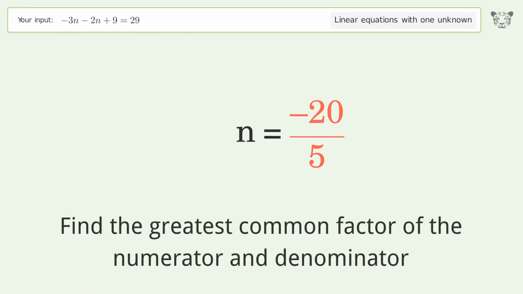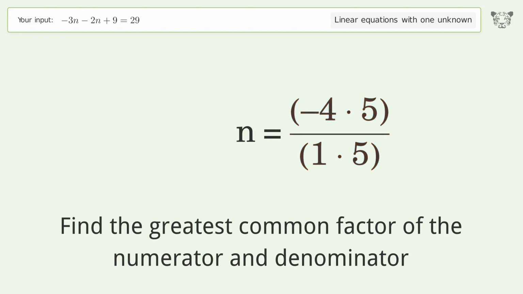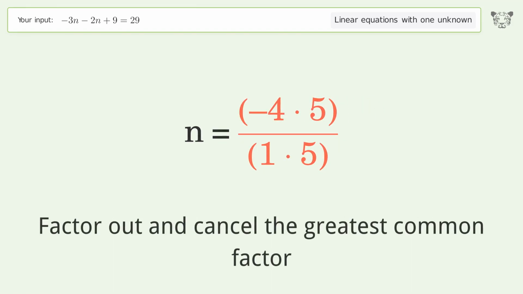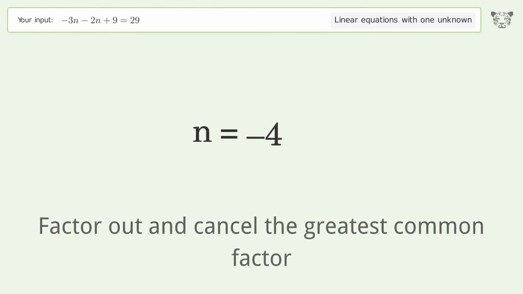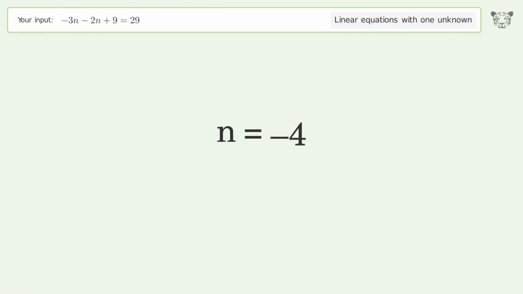Find the greatest common factor of the numerator and denominator. Factor out and cancel the greatest common factor. And so the final result is n equals -4.